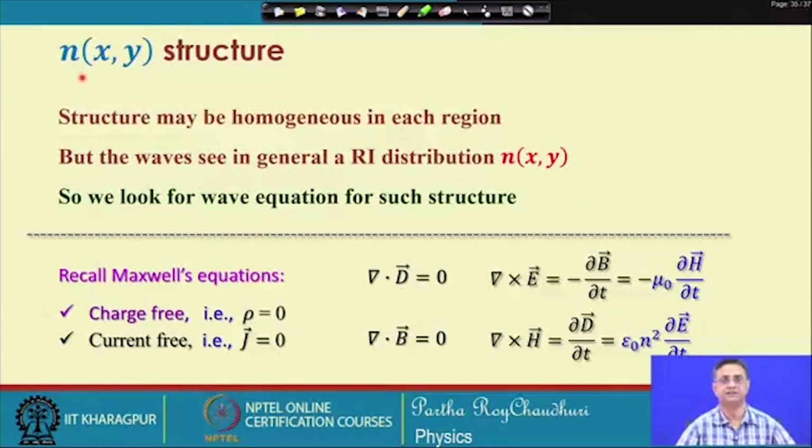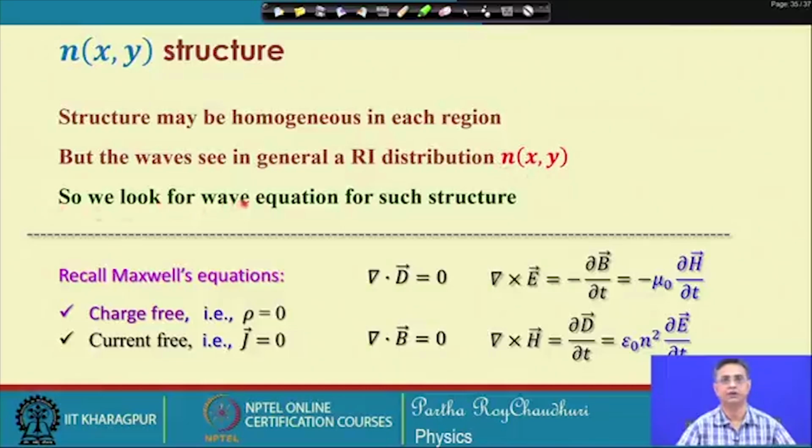So, when the structure is x-y dependent, that is, you have refractive index variation along both x and y direction, but separately each of the regions is homogeneous. Even though each region is homogeneous, the refractive index of each region is different from the remaining others. So, in such a situation the wave sees in general a refractive index distribution which is n of x, y. We have understood that.